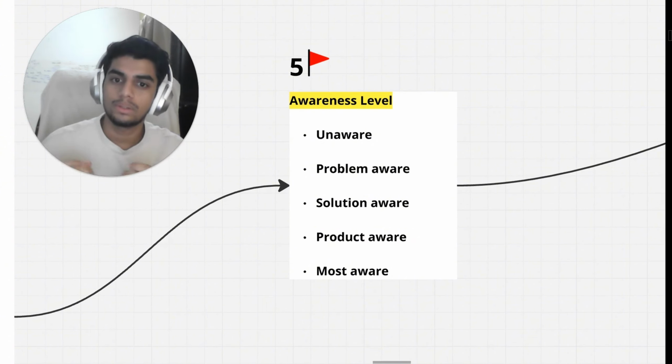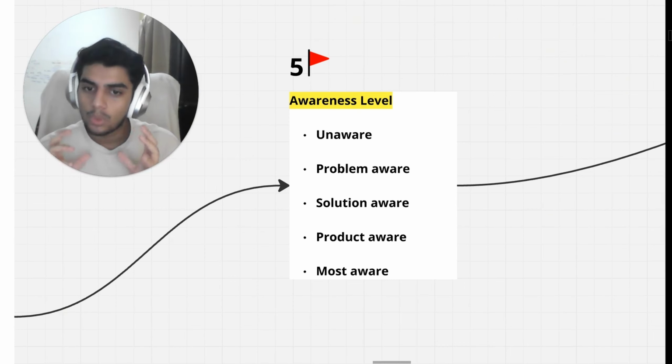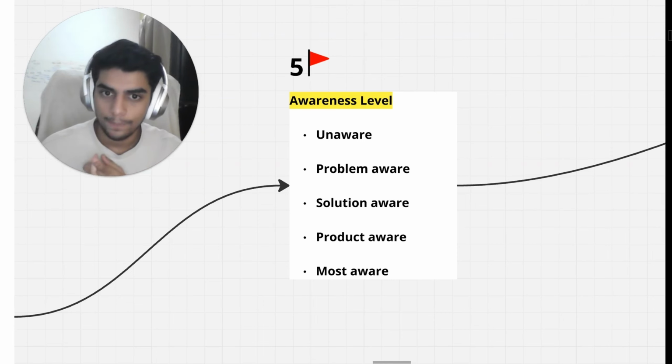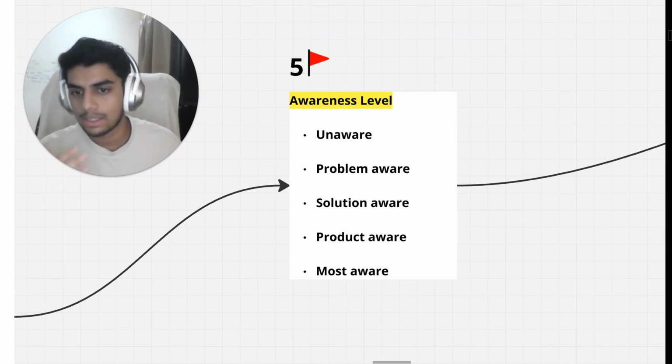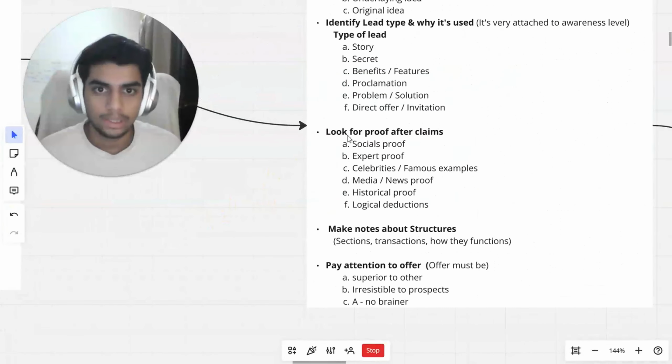From solution aware, they get to: okay, there is a product out there, and they are product aware. When they know there is a product, they are most likely to buy, so that's why they are most aware. That's basically what awareness level is. And I don't know where I mentioned it. Yeah, here, I think.